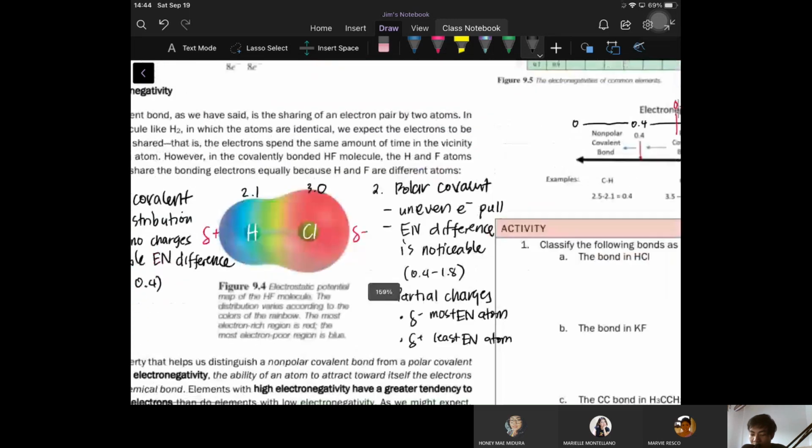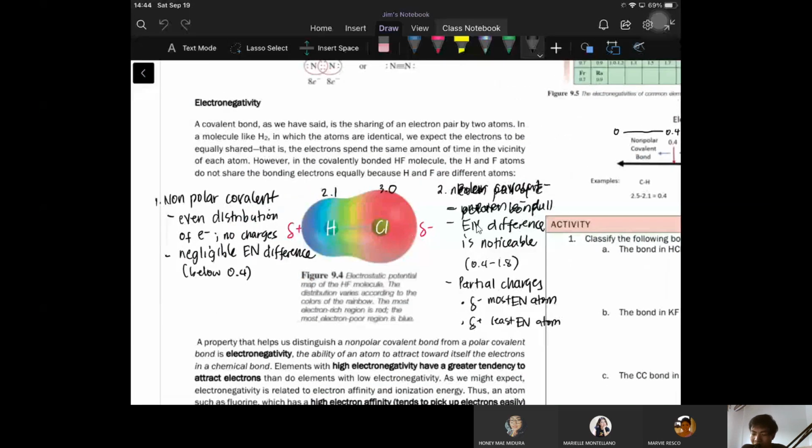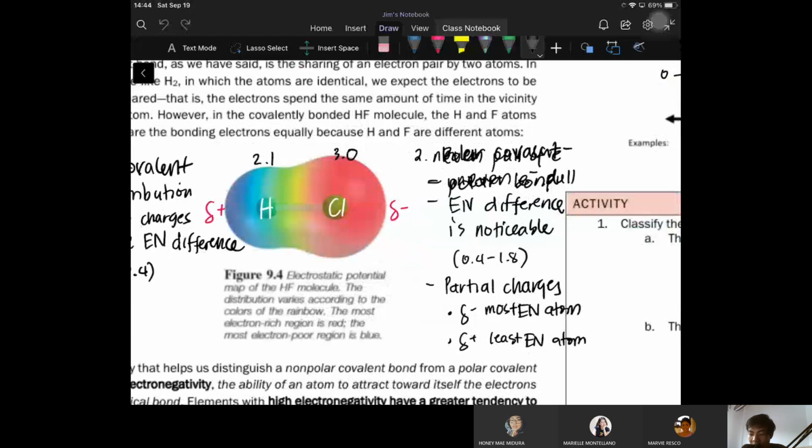Yung itong dalawa, itong non-polar, pati itong ba't may sulat doon?